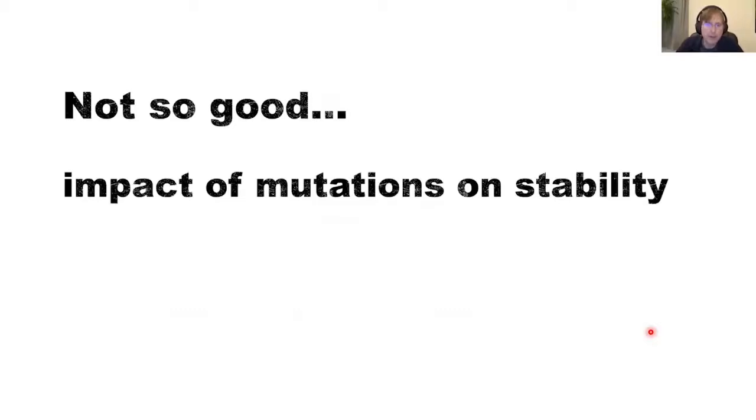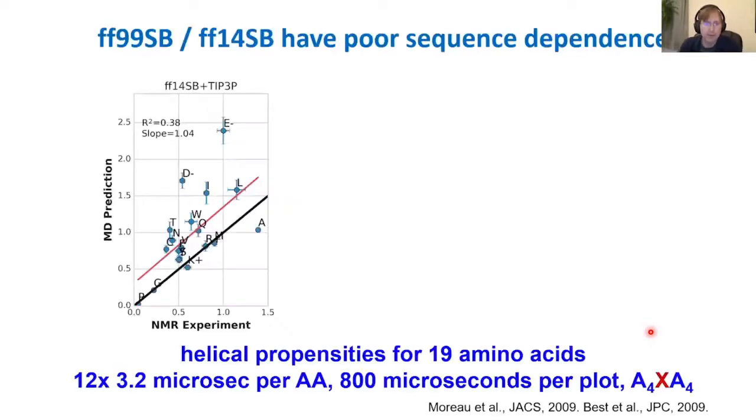But when we started to try to take some of those proteins and say, let's make some amino acid substitutions and see if they impact the stability the way the experiment says, there we found very poor correlation. We would make some changes that were supposed to make things more stable and they would get less stable, and the other way around. And so eventually we ended up tracking that down to some things that originally we saw from Robert Best, calculating helical propensities for the different amino acids and comparing them to experiment.